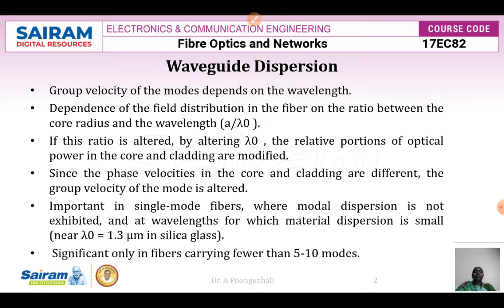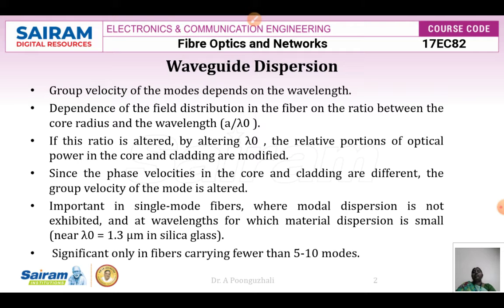So what is the difference between material dispersion and waveguide dispersion? Material dispersion is going to depend on what type of material you are going to use to propagate the waveform. Waveguide dispersion tells us that the dispersion is going to depend on what type of waveguide you are going to choose.